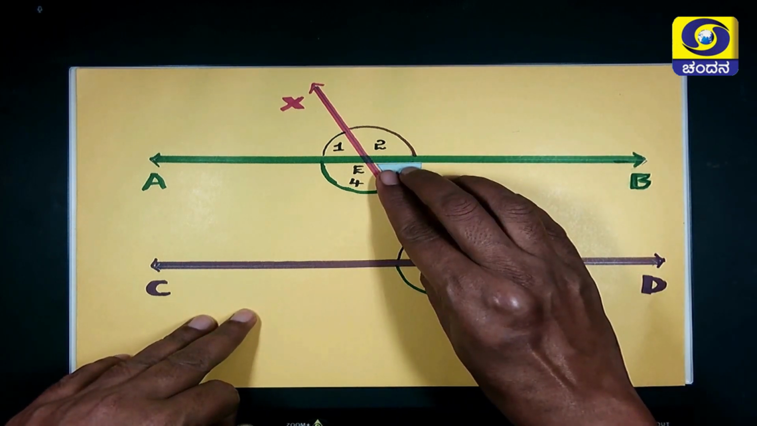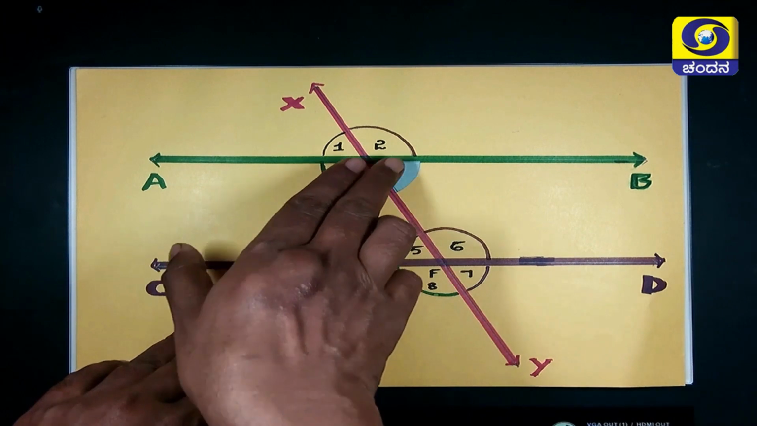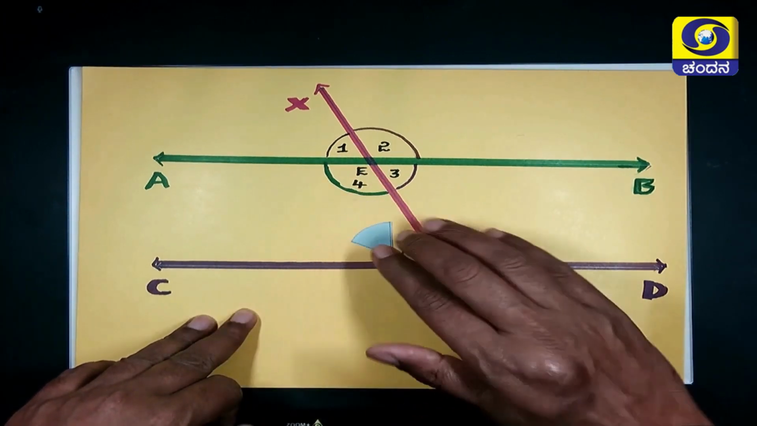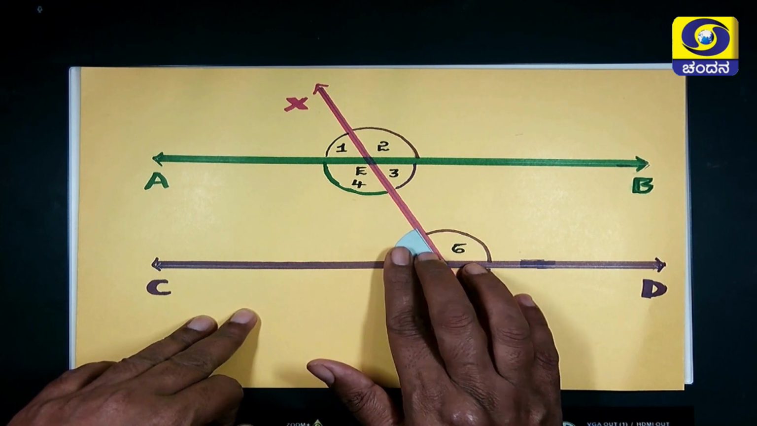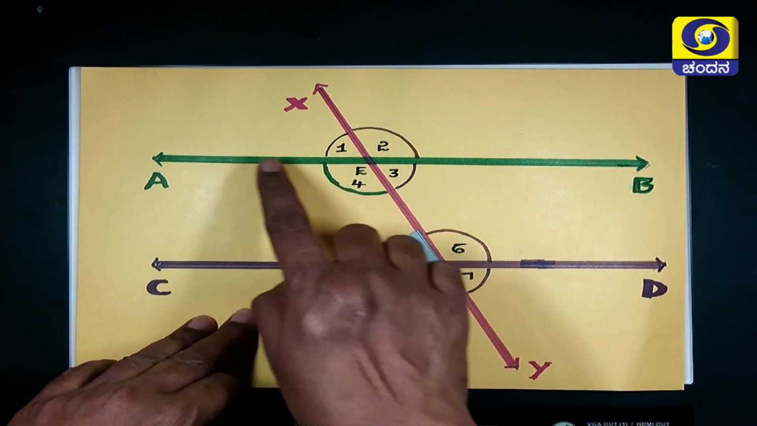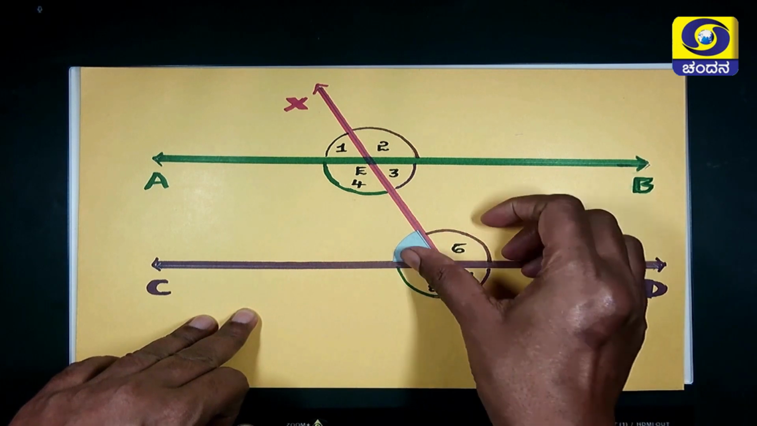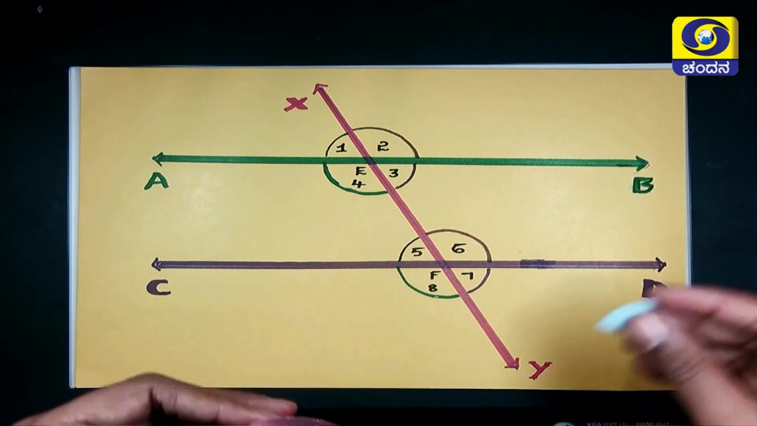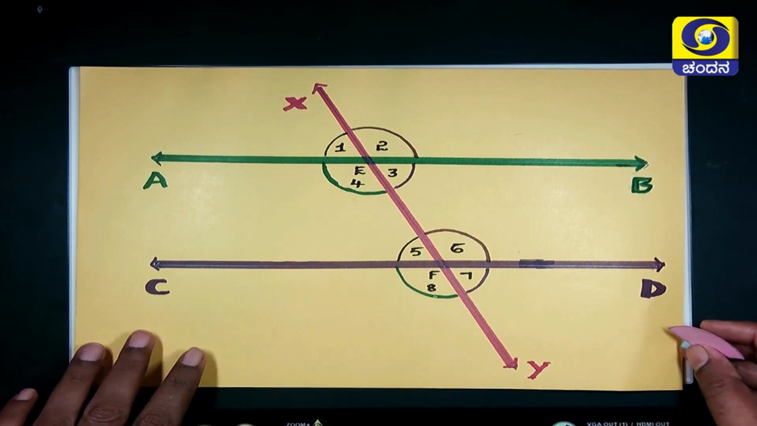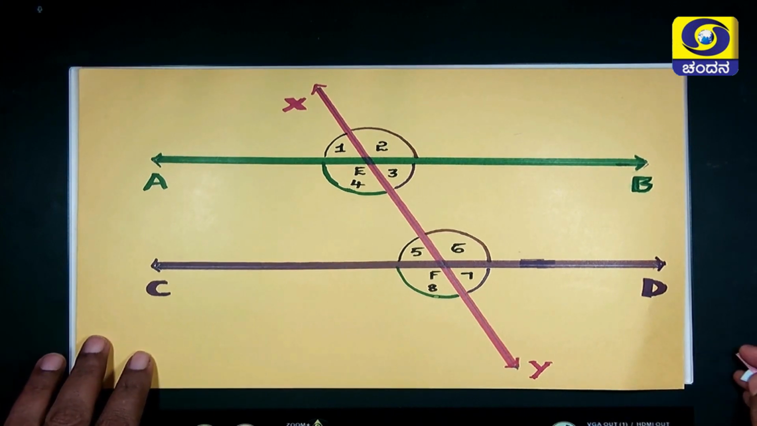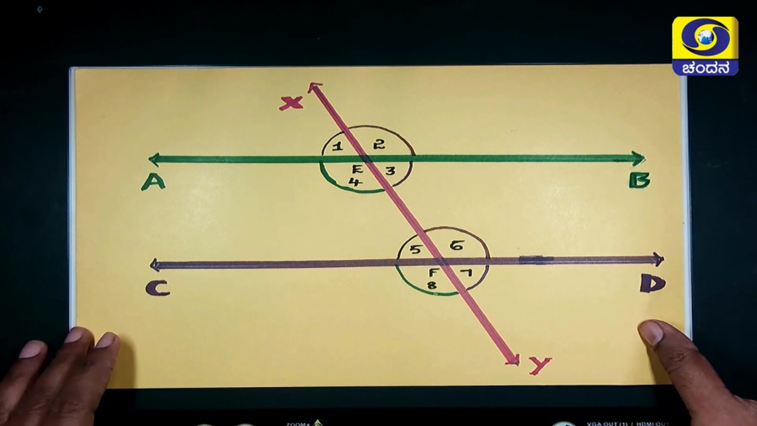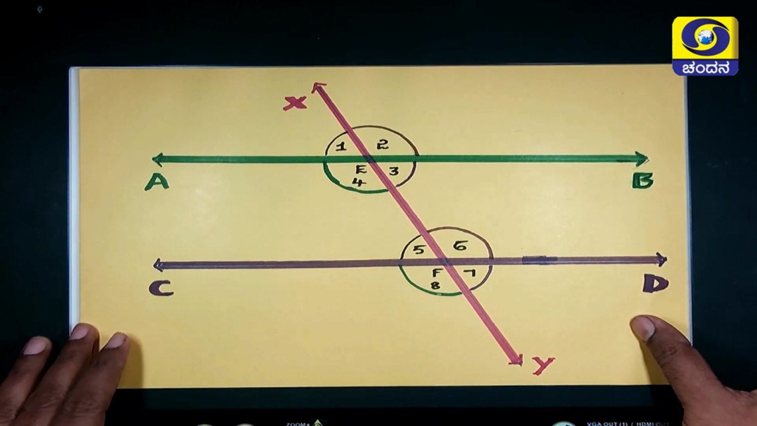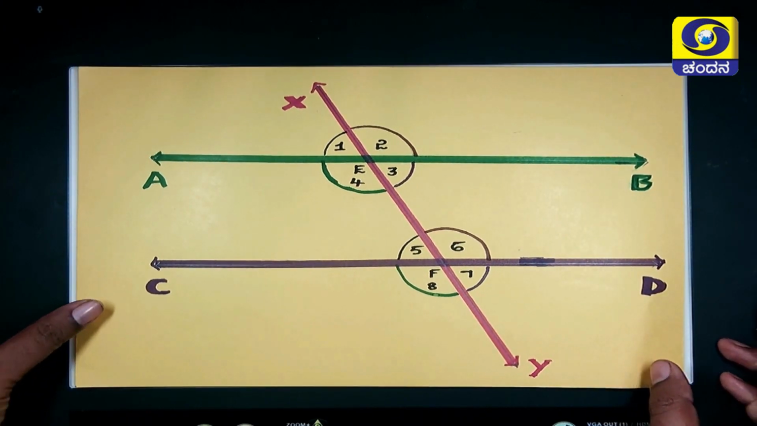If you observe, if a pair of Z angles, that is alternate angles, are equal, then we say the two straight lines AB and CD are parallel. That means they never meet at any point, even if we extend them to any distance. Yes, so it is very important to know about Z angles and F angles.